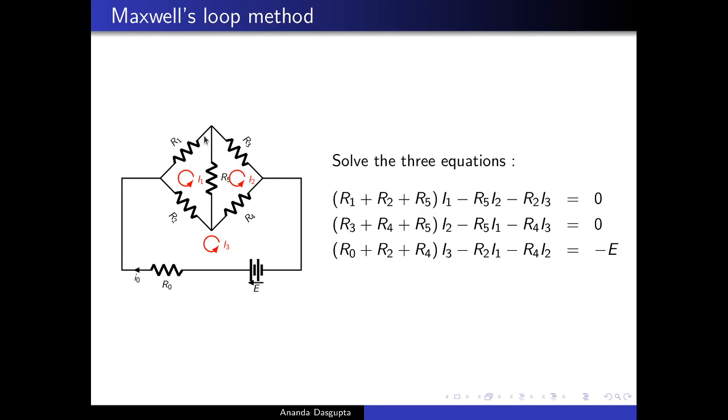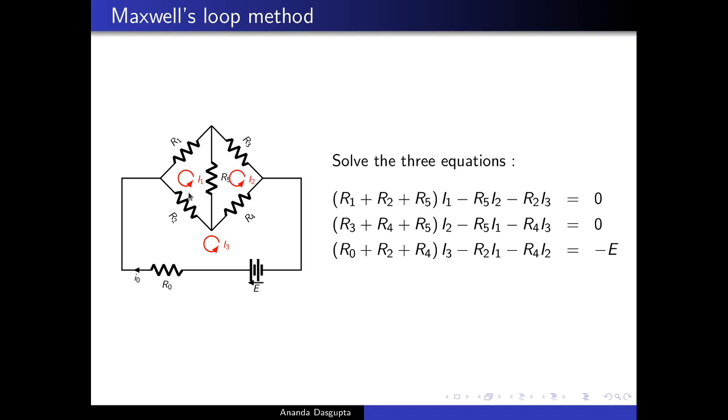Just for convenience, we are going to replace each one of the resistances with the corresponding admittances, just the reciprocal. So R1 will be replaced by Y1, R2 by Y2, and so on. And the circuit symbol of an admittance is the same as that of a resistance, so the circuit will look more or less the same. The labels will be Y1, Y2, Y3, Y4, Y5, Y0.